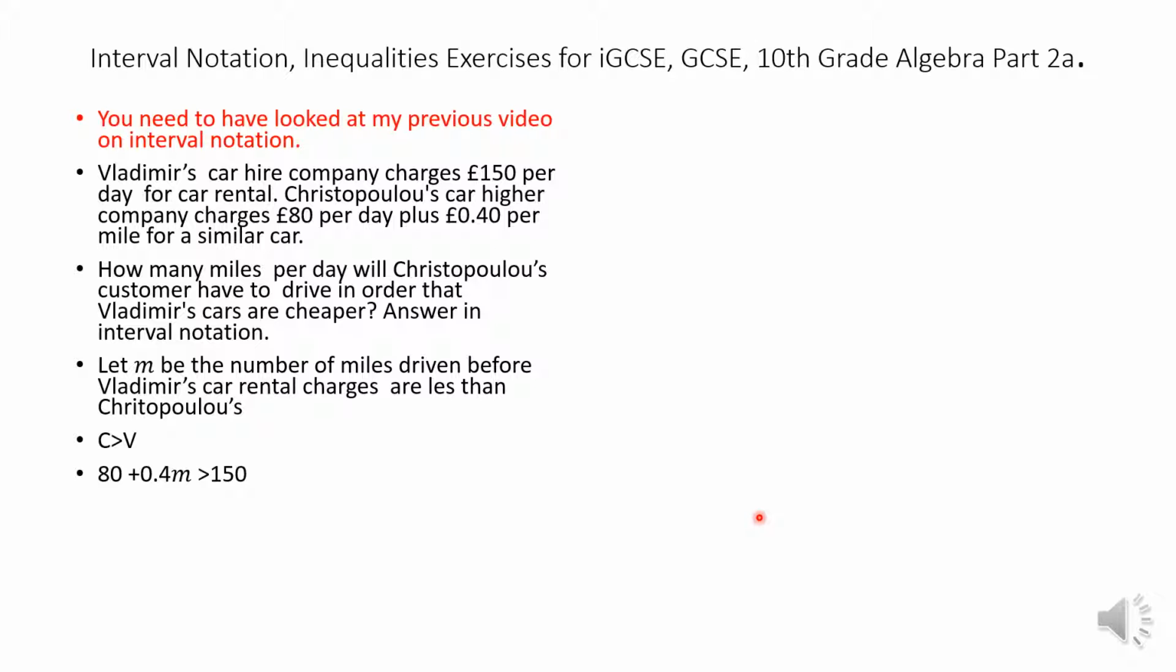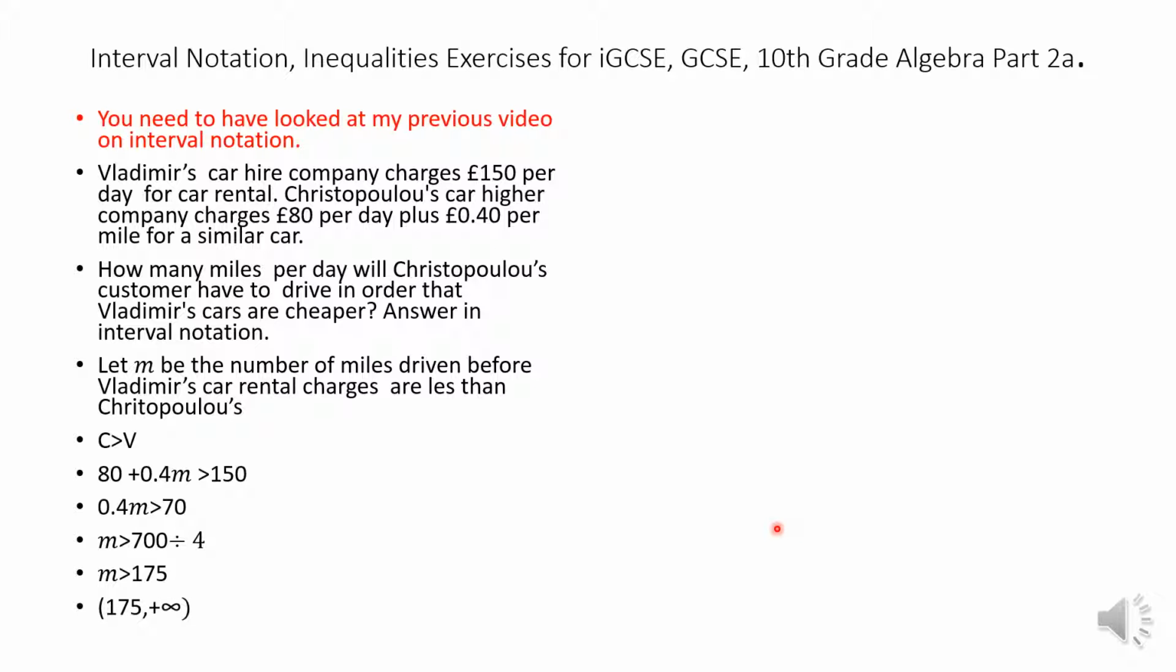That's greater than 150. And if we then subtract 80 from both sides, we end up with 0.4 M is greater than 70. Now, if we then divide both sides by 0.4, or divide 700 by 4, we end up with M is greater than 175. So in order that Vladimir's car charges will be cheaper than Christopoulou's charges, Christopoulou's customer will have had to drive 175 miles, or if you like 176 miles.